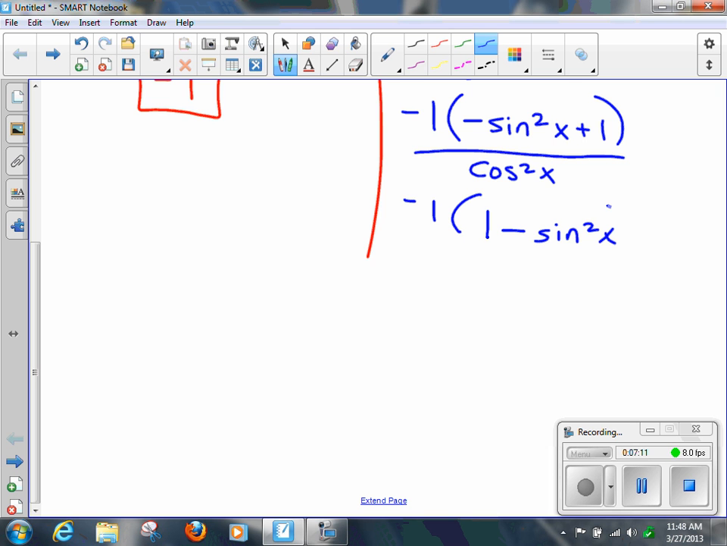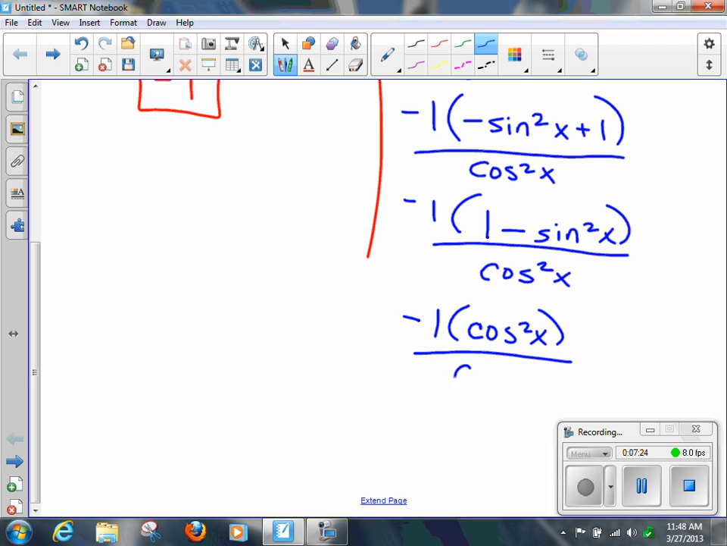One minus sine squared x. And folks, on your card, what's 1 minus sine squared x? Cosine squared. So watch what I'm doing. What am I setting up? So I can take out my cosines and it still leaves me with -1.